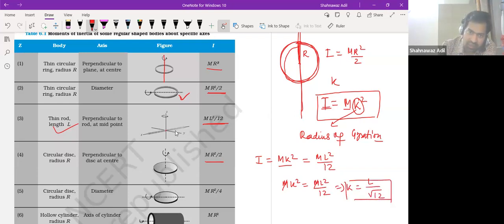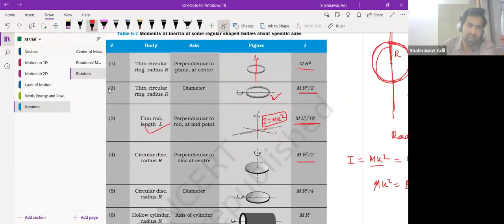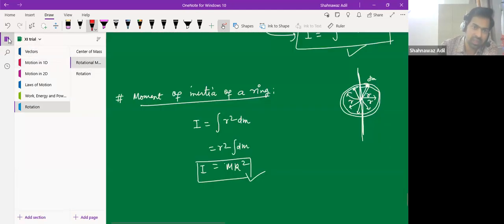So let's say that if I'm at a distance of L by root 12 from here, my moment of inertia at this point would become mk square. So that is called the radius of gyration. Is that clear, guys? Yes, sir. Now we can write what this radius of gyration is.